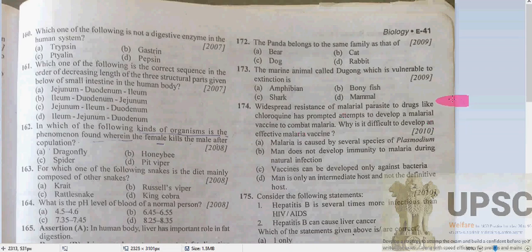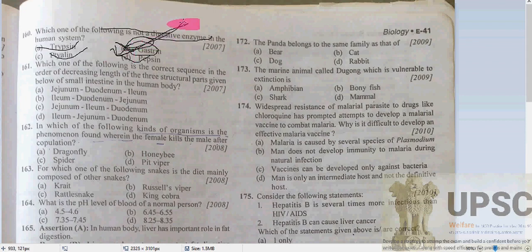As we know, we are trying to complete all the sequence of UPSC questions which have been asked already. Let's see here. Which one of the following is not a digestive enzyme? Here we have to choose. Trypsin is definitely a digestive enzyme, ptyalin is a digestive enzyme, pepsin is also. But gastrin is a hormone, my dear. Remember that. So here, B will be absolutely correct.